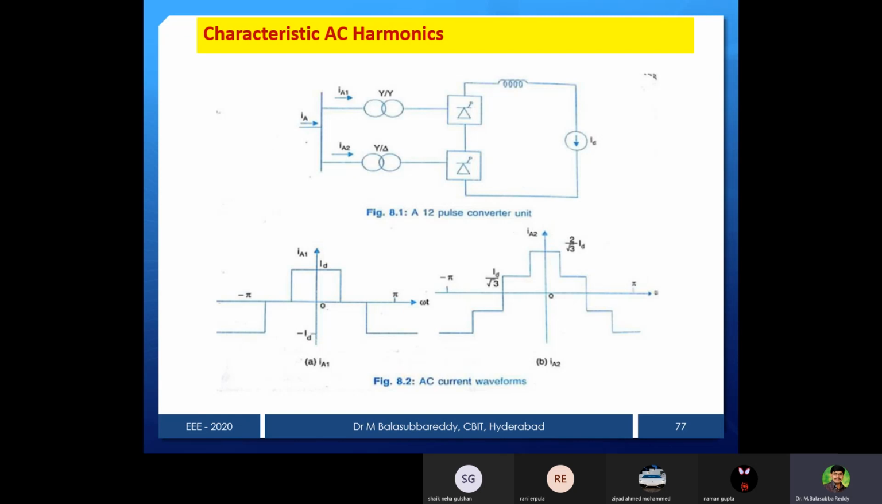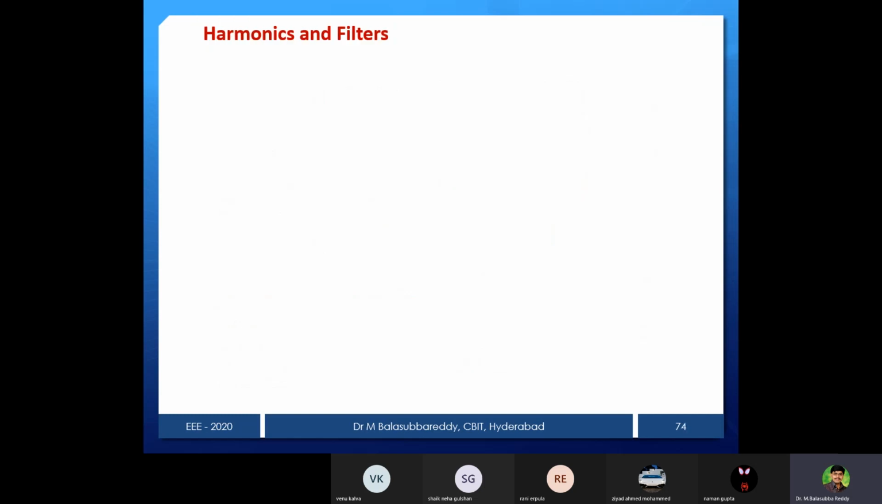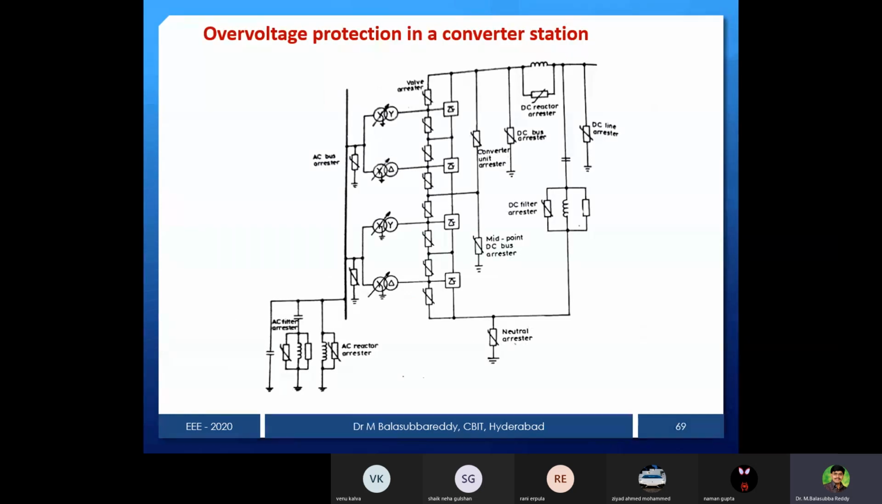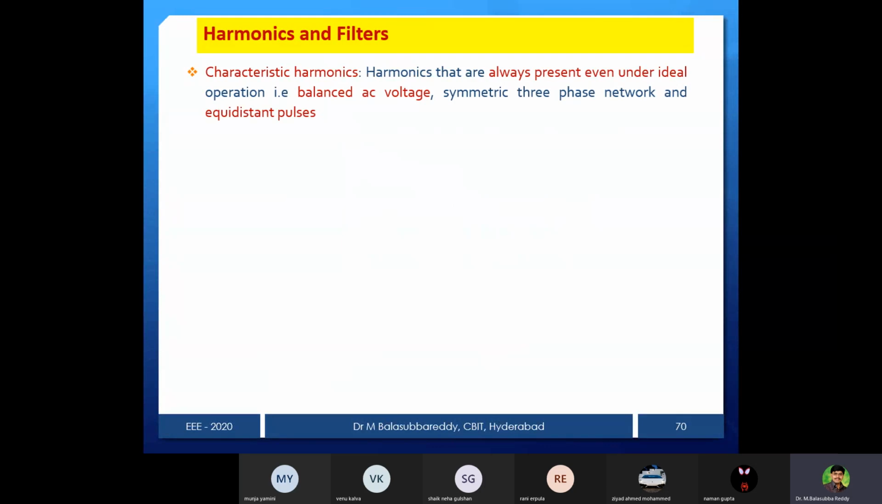You can see that some small derivation part of characteristic AC harmonics. As we discussed in the previous class, we divided harmonics into two categories: one is the characteristic harmonic, another one is the non-characteristic harmonic. We can see that in the previous slides also. This is just a review of the previous class.